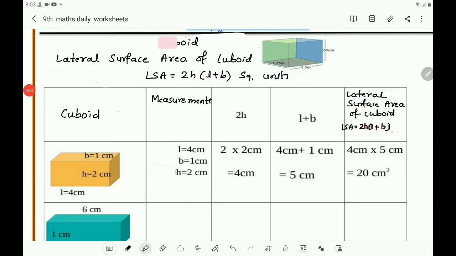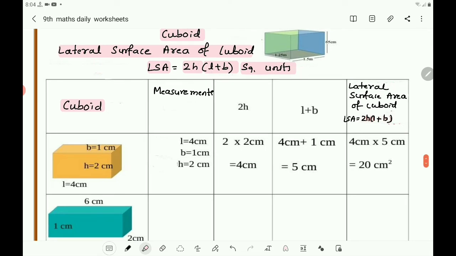Then you take about cuboid. The formula to find the lateral surface area of a cuboid is LSA equals 2H into L plus B square units. Here cuboids are given, their length, breadth and height are given, and here you write L equals, B equals, H equals. In the formula 2H is there, L plus B is there. So in the first column you find 2H and in the next column you find L plus B, and the product of these two becomes the lateral surface area of the given cuboid.